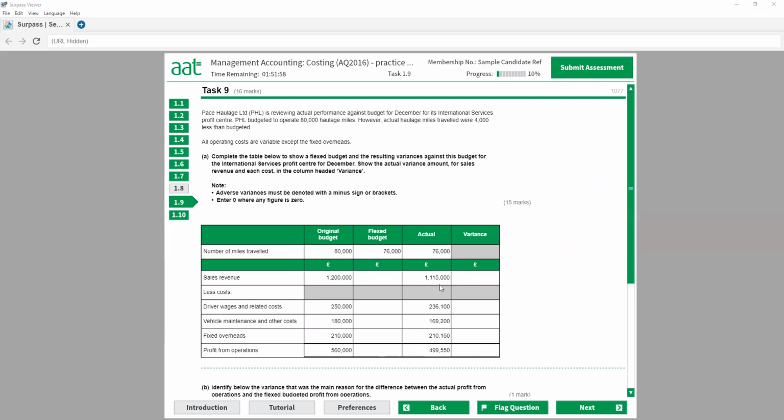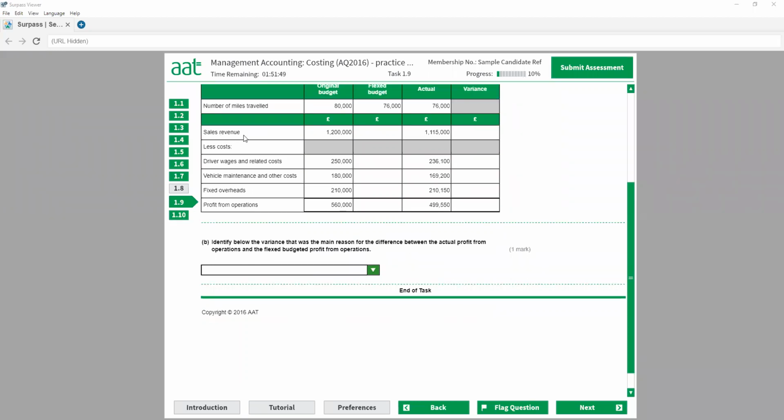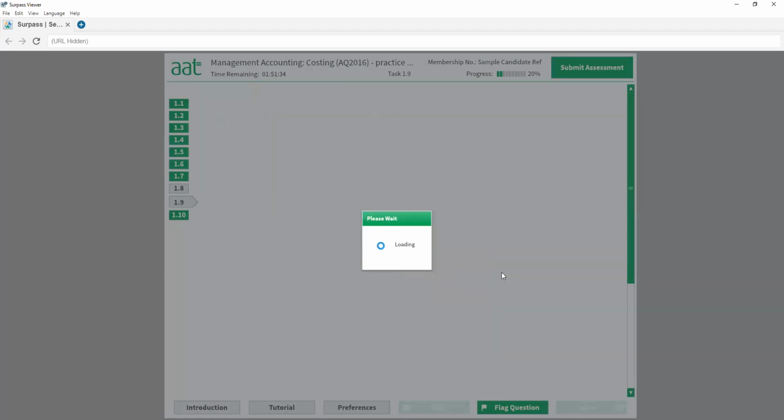But sometimes this question comes in the exam: identify the variance that was the main reason. The main reason was the sales revenue. If you remember, the sales revenue was the biggest amount, that was minus 25,000. So you're going to pick that one. Sales revenue variance, it had the biggest effect on the organization's profit. All right, let's move to the next one.